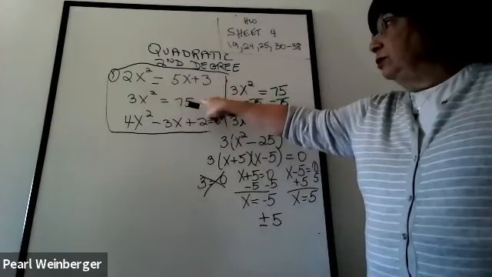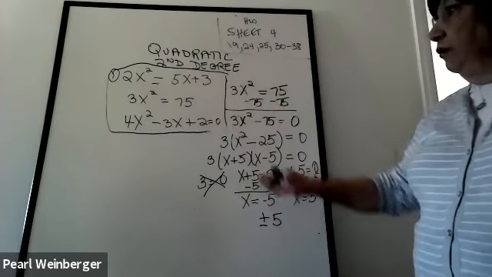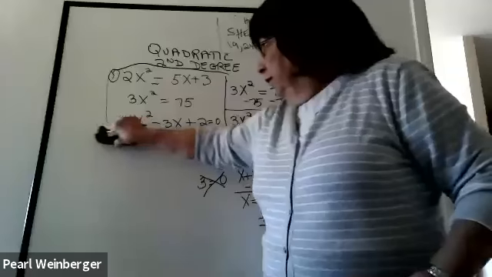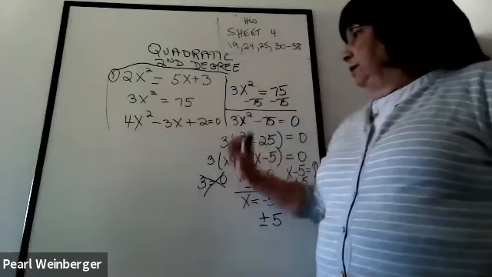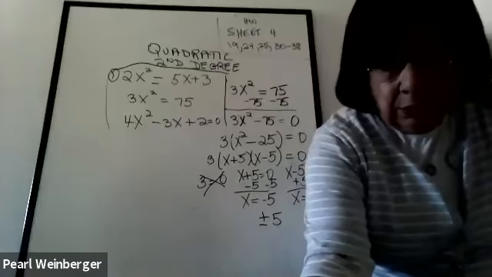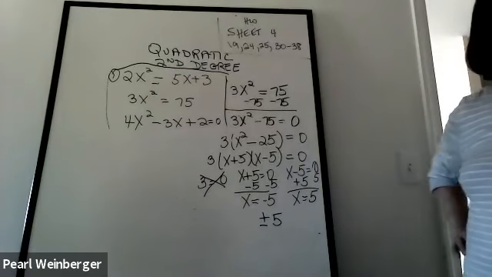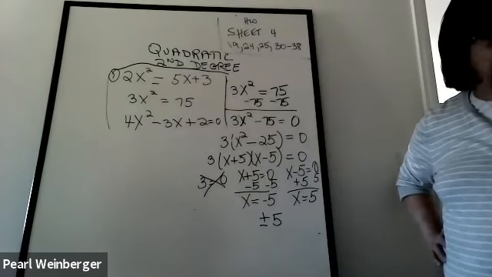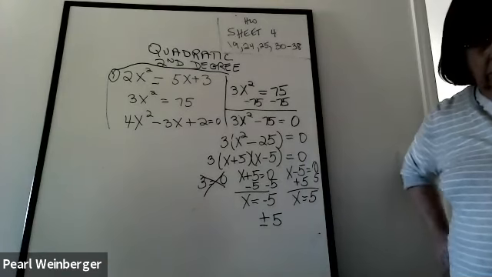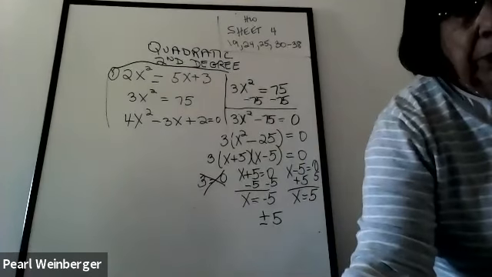How to solve 3x squared equals 75. Okay, we have a few minutes, so let's see if you can do this last example: 4x squared minus 3x plus 2 equals 0. See if you can solve that example. I'll give you a couple of minutes.